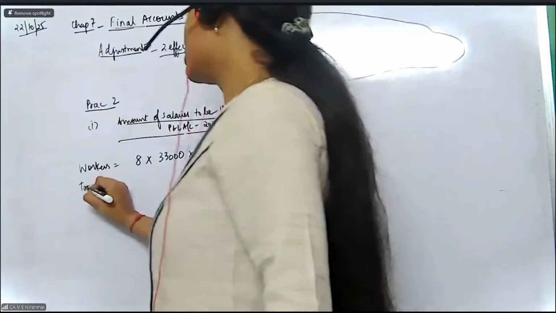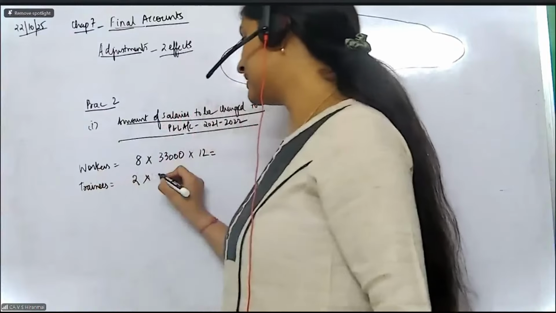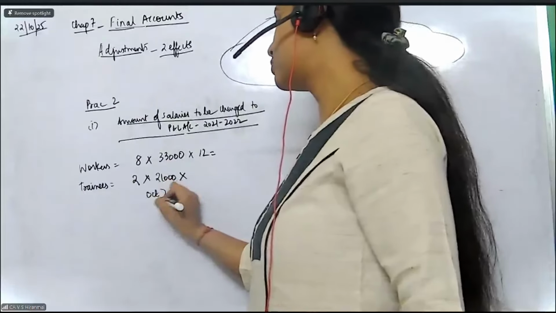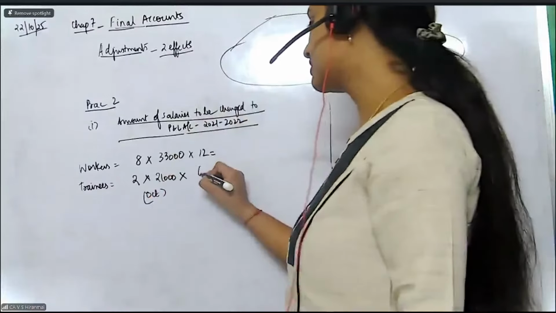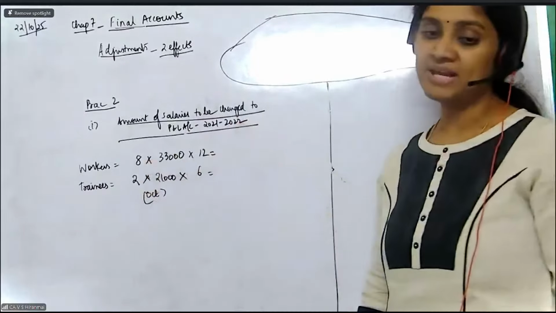Then, madam, we also have trainees. We are also paying them salaries. 2 trainees, 21,000 per trainee. They have joined only from October, madam. So from October to March, I have how many months, dear? 6 months I have. Can somebody tell me the answer for this?